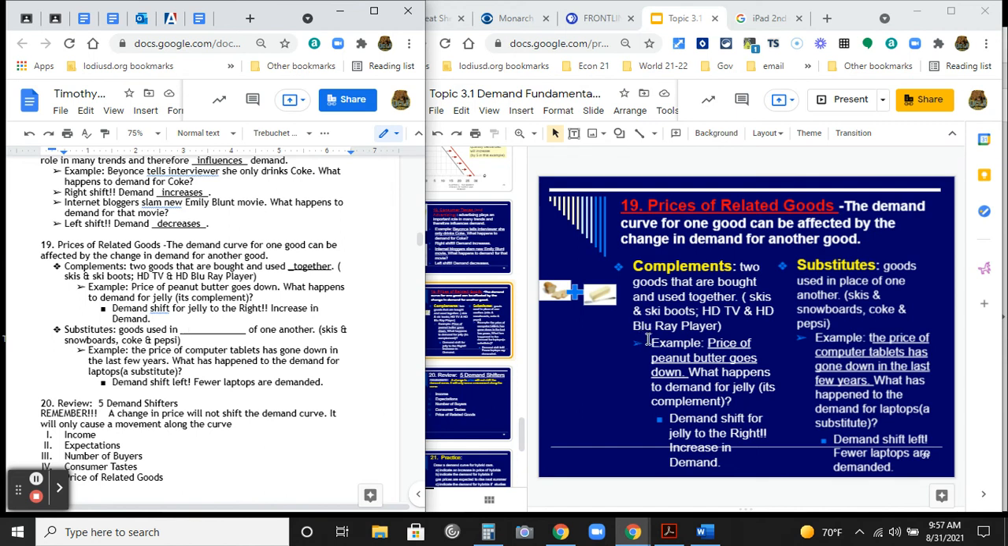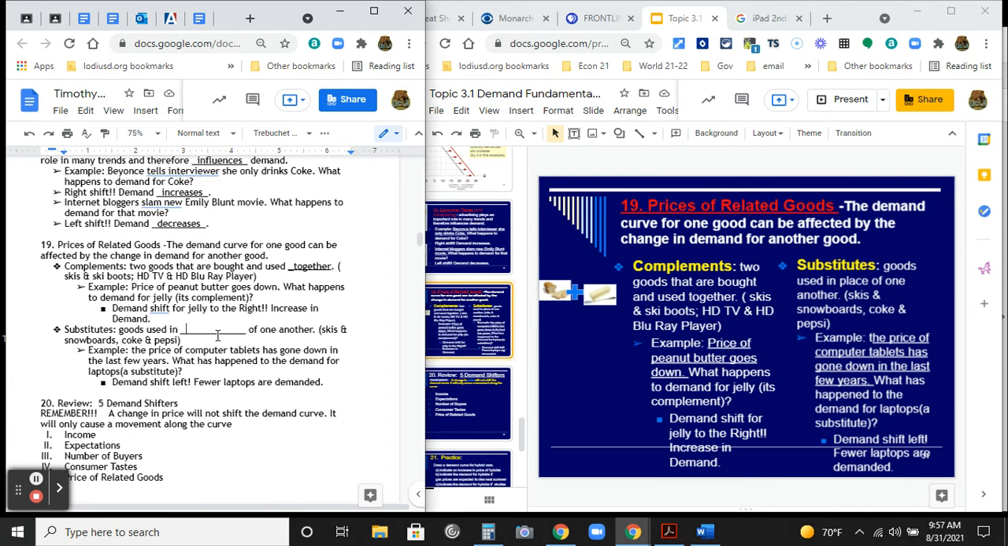They're not complements, they're substitutes. Snowboard instead of skiing, Coke instead of Pepsi, chicken instead of steak. You ever see the Chick-fil-A thing? That's what they're saying by having the cow saying, eat more chicken. So when it's a replacement good, it's a substitute.